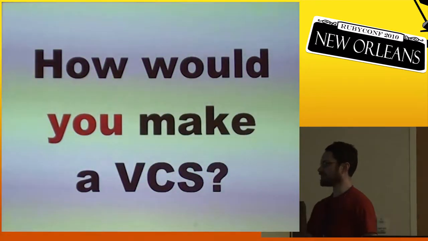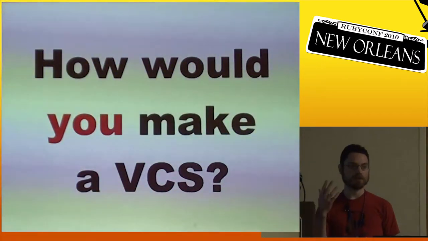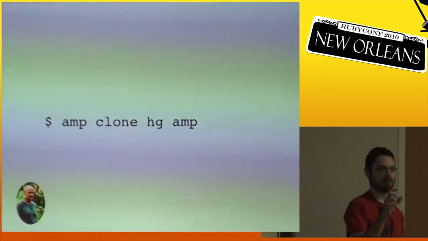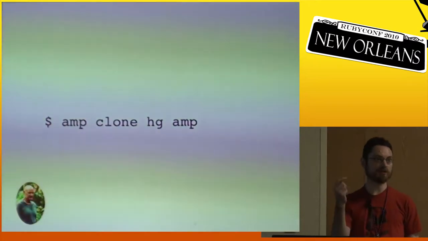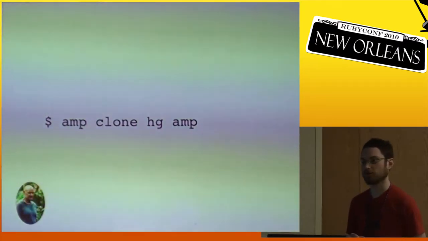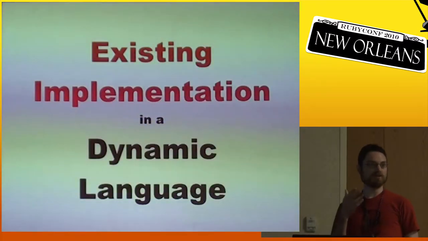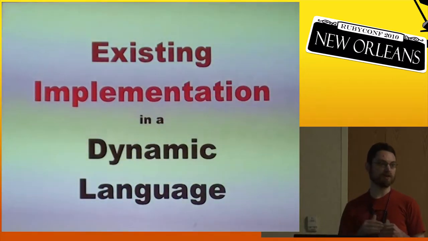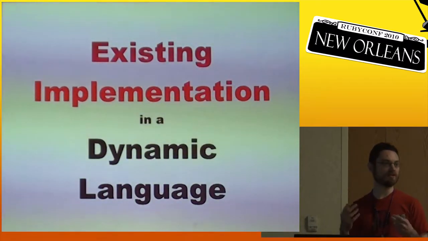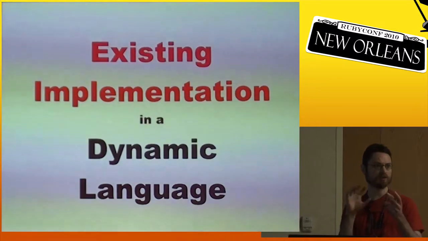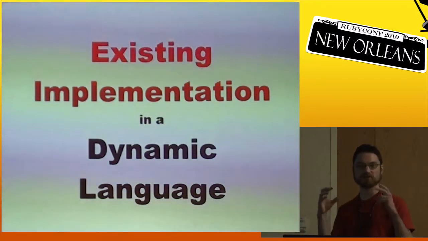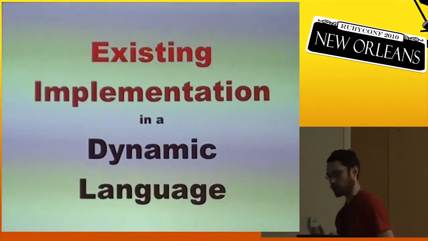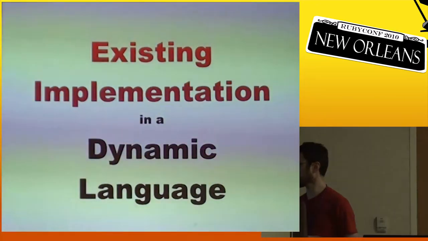So when they started this project, they said, OK, we're going to start with the Mercurial implementation, essentially clone that into Ruby, and then we'll refactor and whatnot from there. This gave them an existing implementation in a dynamic language. It wasn't as big a leap as going from something written in C or some other language, so it could translate more or less over without as much conceptual conflict or dissonance.